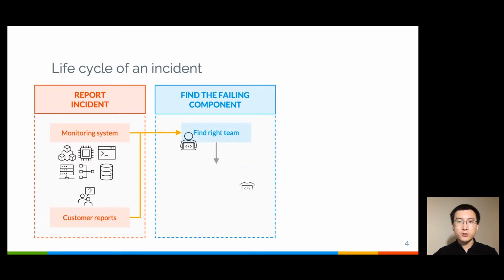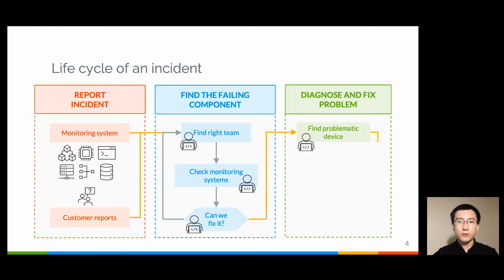This process is usually done by asking each team whether the problem belongs to its components. If so, then the team takes over the incident and applies the corresponding troubleshooting procedures. If not, then we need to find the next team until one team claims the incident.